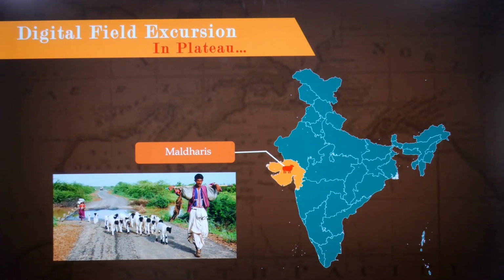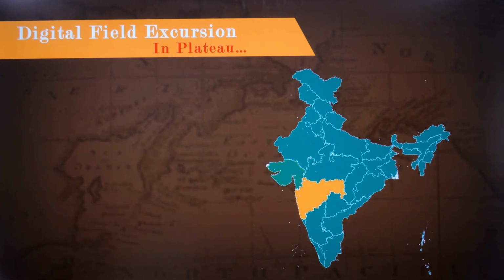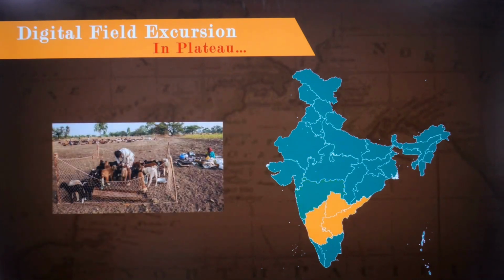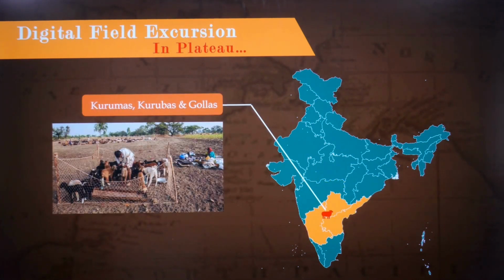In Plateau region, we observe Maldaharis in Gujarat, Dangars in Maharashtra, Kurubas, Gollas in Karnataka, Telangana and Andhra Pradesh. These are the pastoralist communities in these three states, mainly in Andhra Pradesh.